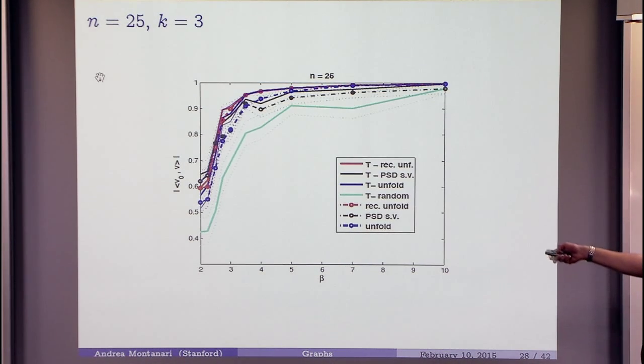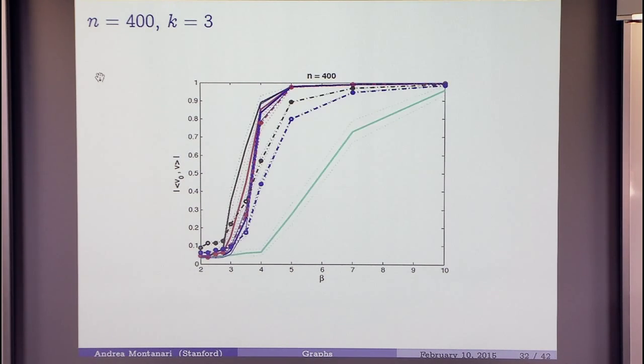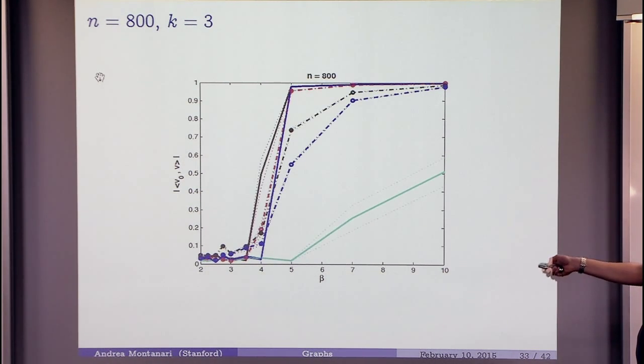This is a bunch of algorithms. These are all local algorithms, this is all matrix unfolding based algorithms, and this is the standard local algorithm. As n gets larger, everything fails eventually.